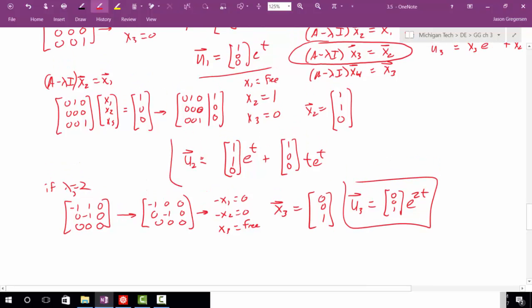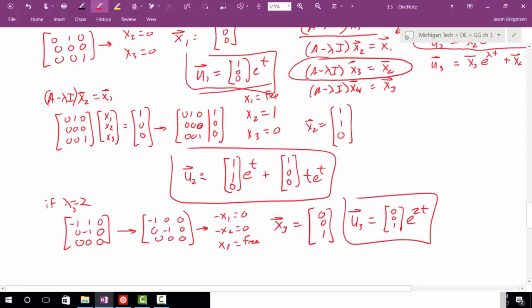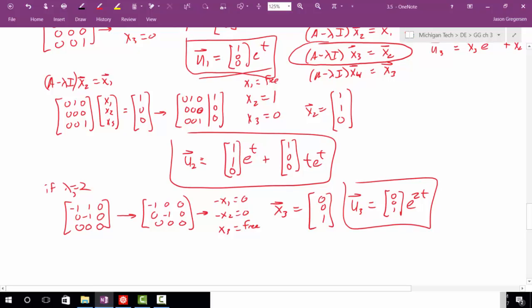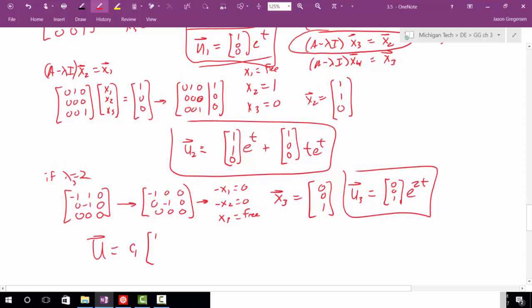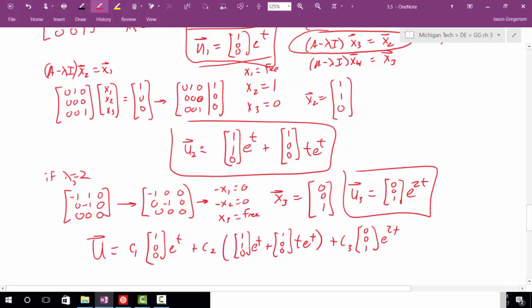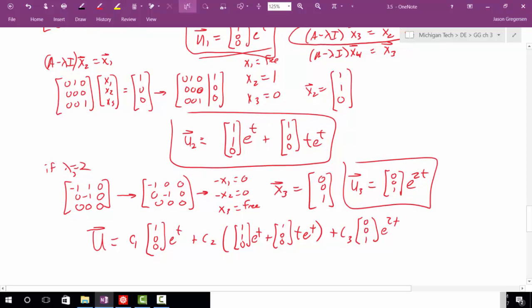So I got that guy, I got this guy, and I got that guy. And then the general solution, the final product here, is some constant times the first solution, plus some constant times the second full solution, plus some constant times the third solution. Any questions?